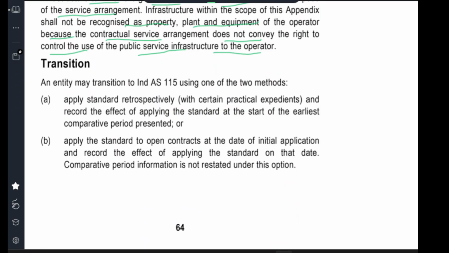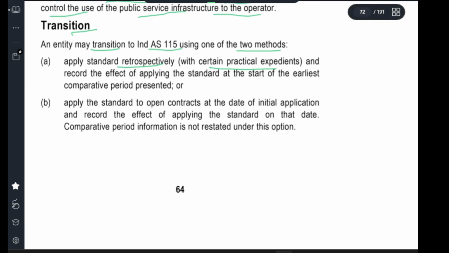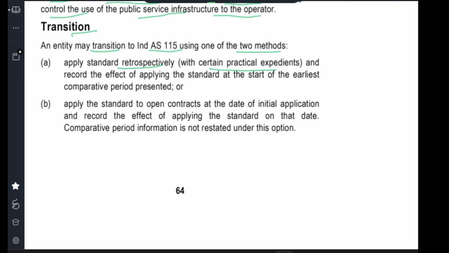Transition. An entity may transition to Ind AS 115 using two methods. First, apply the standard retrospectively with certain practical expedients, and record the effect of applying the standard as part of the earliest comparative previous year. So the standard should be applied retrospectively, not prospectively. Not only this, we should apply it to the earliest comparative period, from whenever the transition starts.